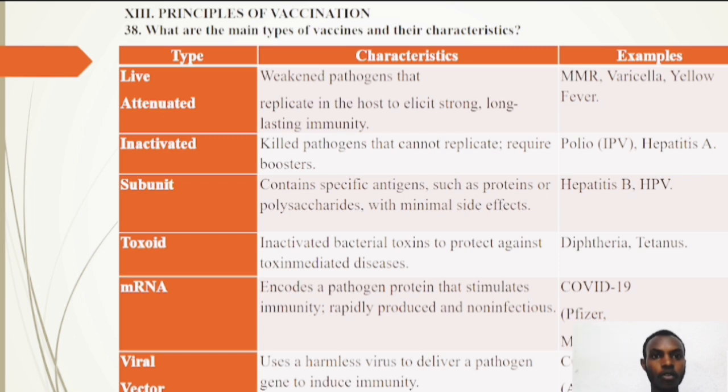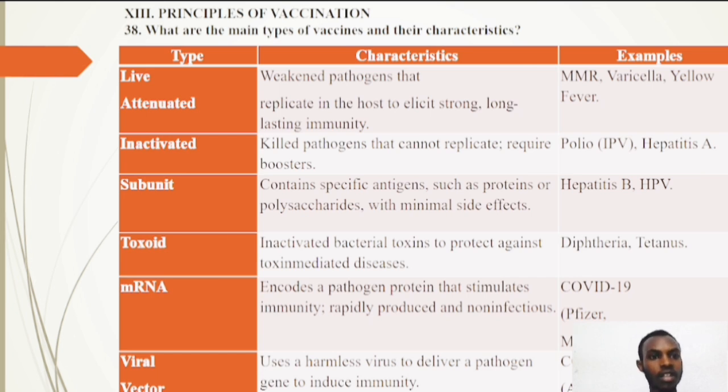There are different types of vaccines, like live attenuated vaccines, inactivated vaccines, subunit vaccines, toxoid vaccines, messenger RNA vaccines, viral vector vaccines, and even conjugate vaccines. So let's start with live attenuated vaccines. Their characteristics: they are weakened pathogens that replicate in the host to elicit stronger and long-lasting immunity. For example, there is varicella and even yellow fever.